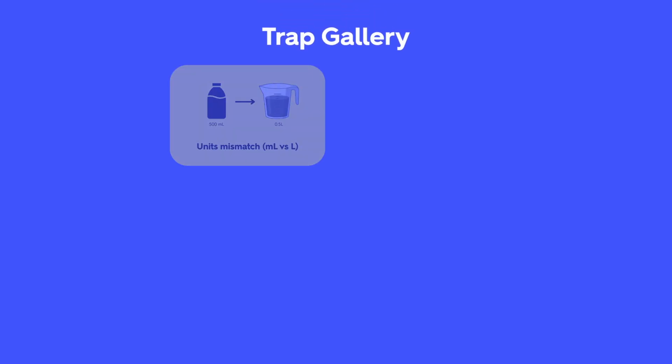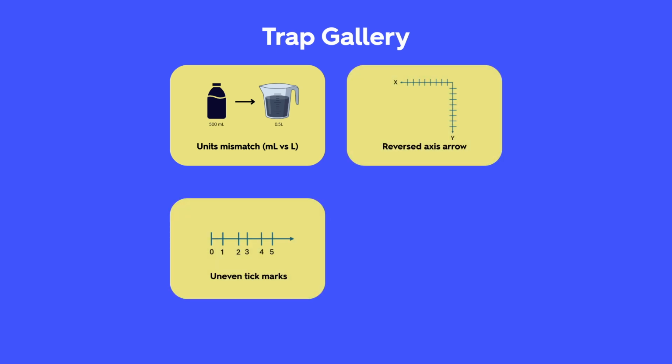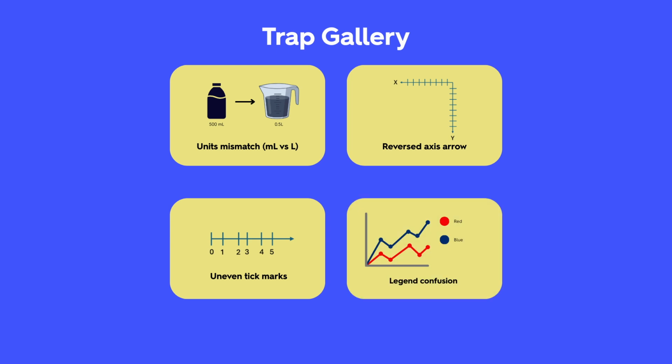Finally, watch out for classic traps. Units in the question might be different from the axis units. Axes can be reversed, unevenly spaced, or logarithmic. Legends matter too. You might be reading the red line when the question asks about the blue line. And since there's no calculator, keep the math simple and organized.